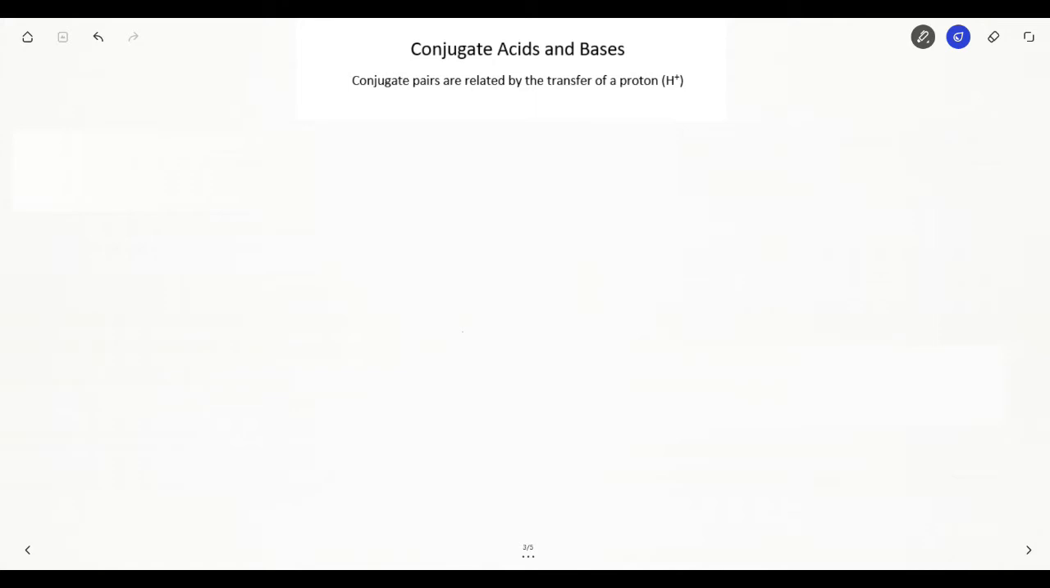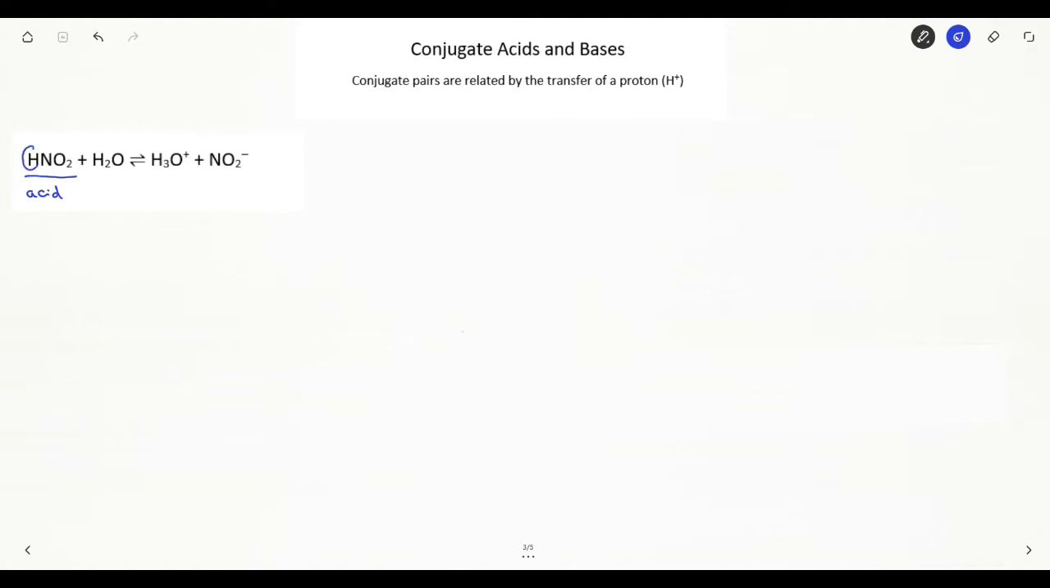Now, conjugate acids and bases come in pairs, and they are related by the transfer of a proton. This is easier to see when we actually look at a chemical reaction. So let's take a look at what happens when we put nitrous acid in an aqueous solution. Here is our nitrous acid. As the name implies, it is going to act as an acid in solution. Remembering our Bronsted-Lowry definitions of acids and bases, our acid is going to donate a proton. Now, the question is, where is it going to donate that proton? And the answer is, it is going to give that proton to water.